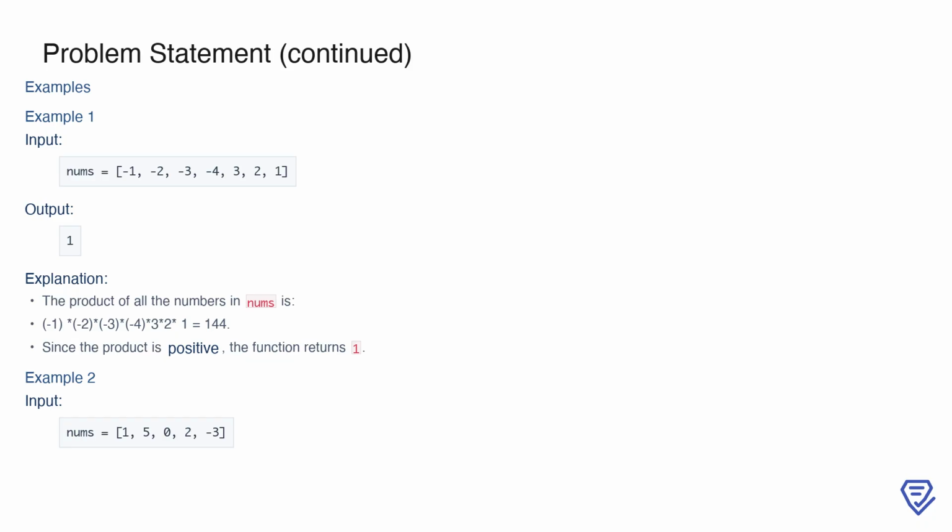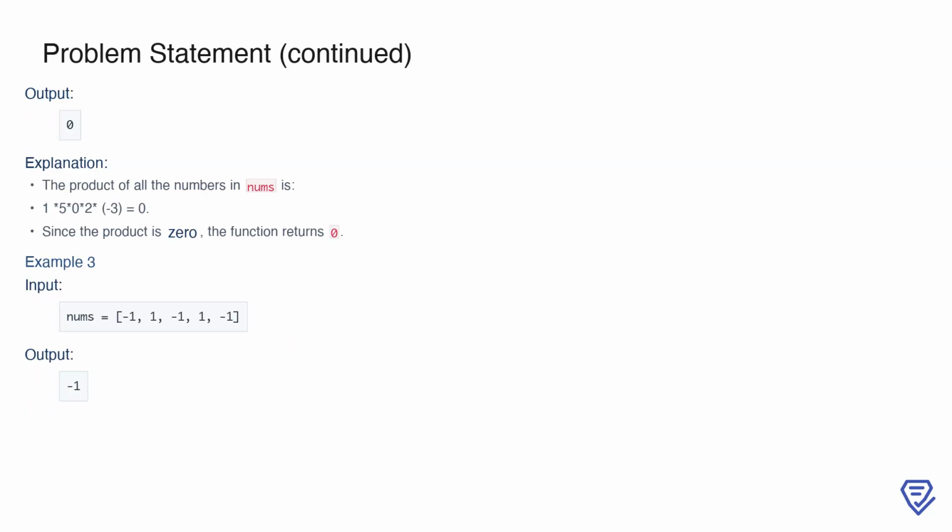Suppose the input array is nums equals -1, -2, -3, -4, 3, 2, 1. The product of all the elements in this array is calculated as -1 * -2 * -3 * -4 * 3 * 2 * 1, which equals 144. Since the product is positive, the function returns 1. This example demonstrates how the sign of the product determines the output, regardless of the actual magnitude of the product.